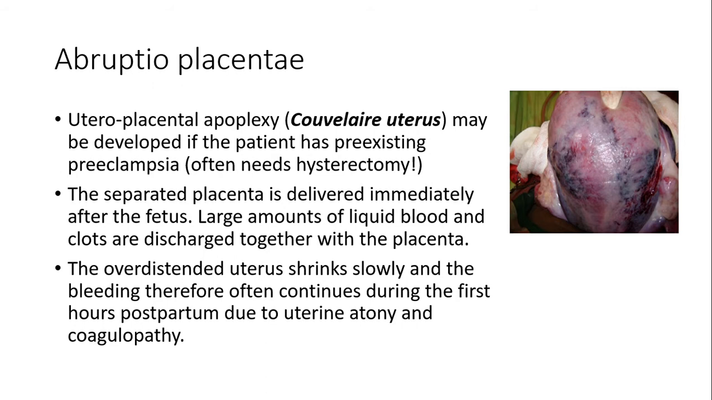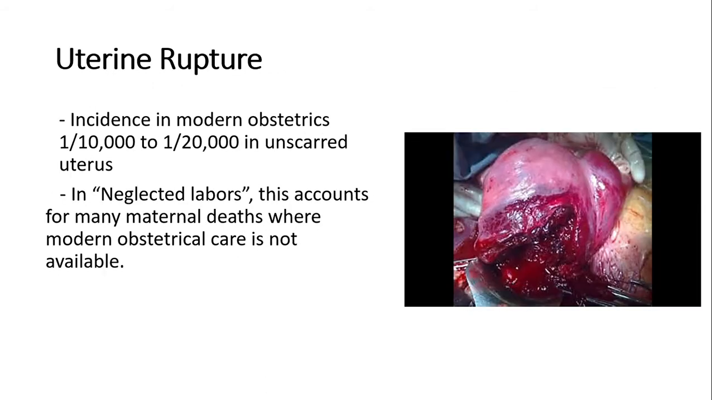The overdistended uterus shrinks slowly, and the bleeding therefore often continues during the first hours postpartum due to uterine atony and, unfortunately, coagulopathy and probably DIC syndrome. So please remember it. The next problem which may lead to obstetrical hemorrhage is rupture of the uterus.